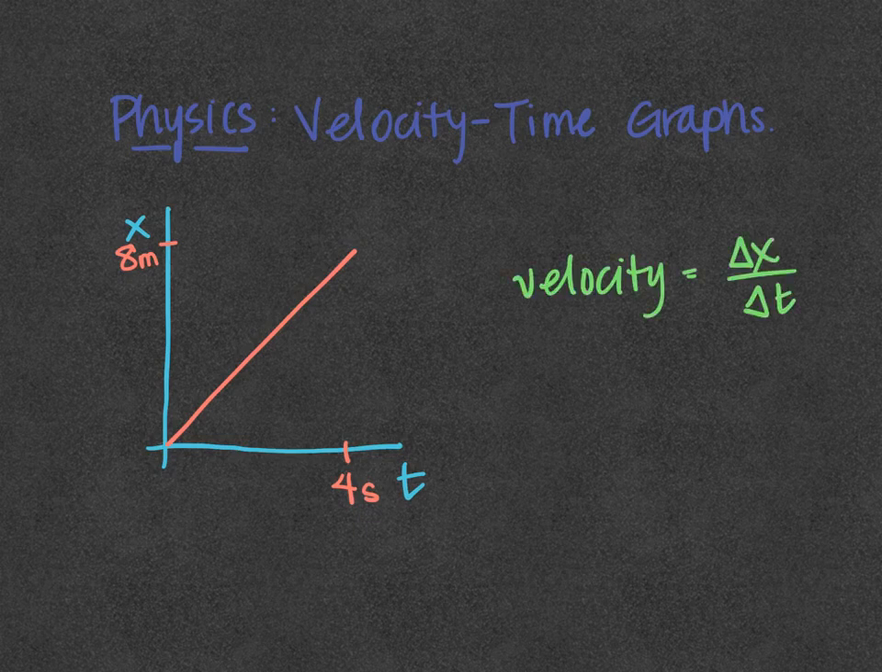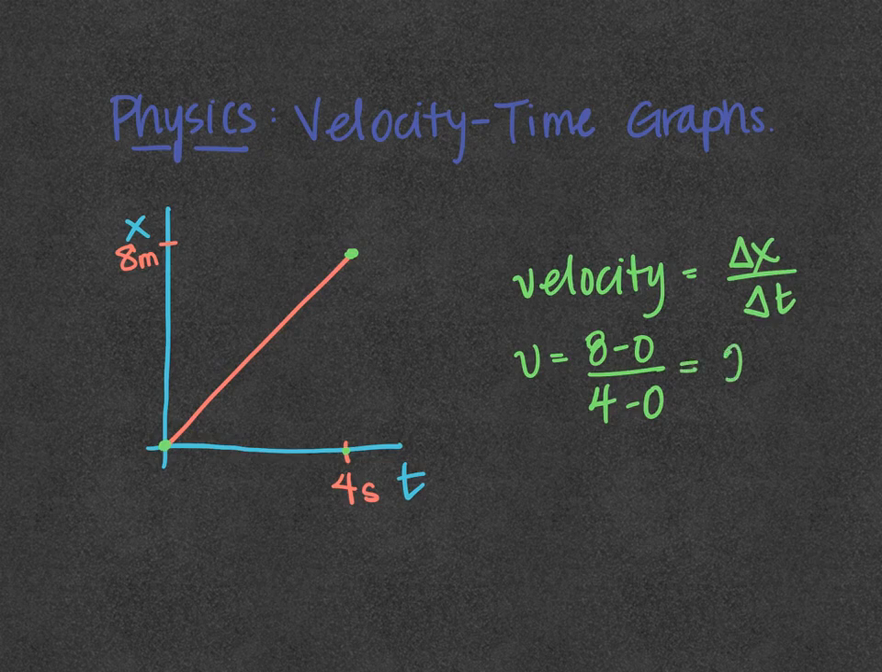The velocity would be the change in position over change in time. In this case, the final position is 8 meters. The initial position was 0 meters. And the final time was 4 seconds, and the initial time was 0 seconds. This gives me a 2 meter per second velocity. And because the slope is positive, the velocity is positive.